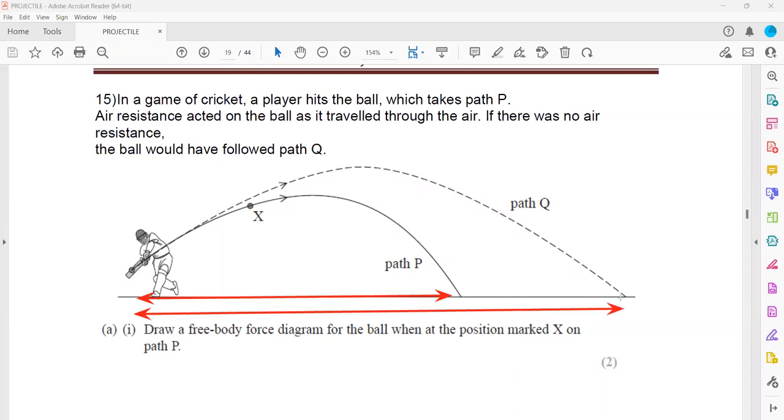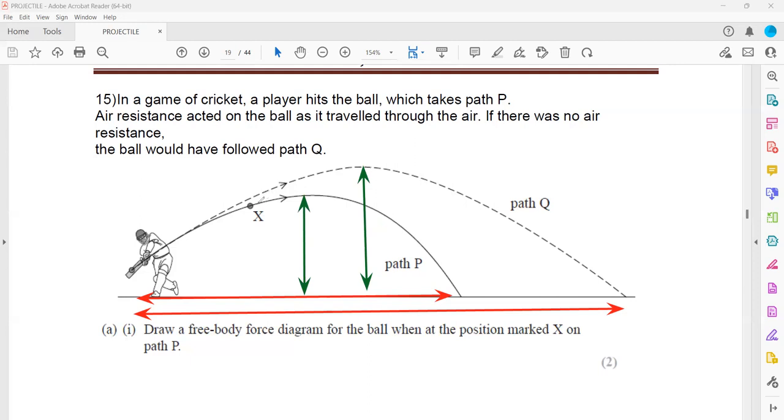What is the reason? Because the air resistance opposes the motion, so it causes deceleration of the horizontal component, or reduces or decreases the horizontal component. That's why the range will be shorter. And for P, you can see the maximum height reached is lower as well. What is the reason for that? You can see this vertical height reached by P is smaller than Q.